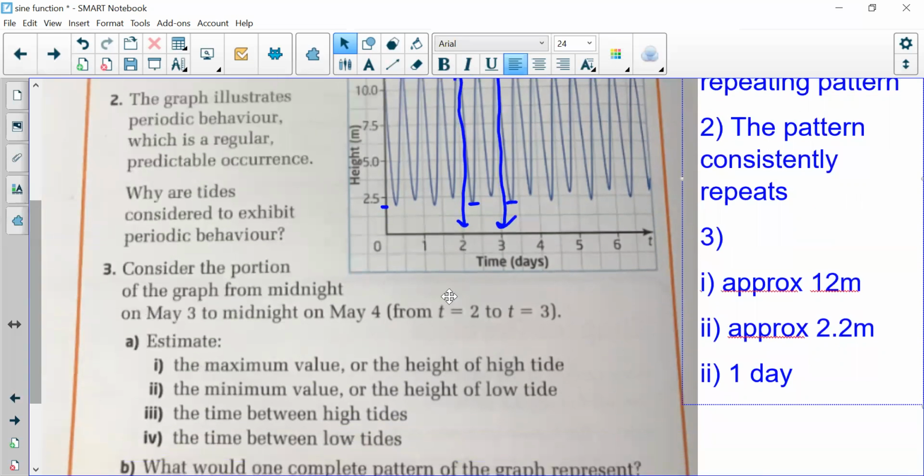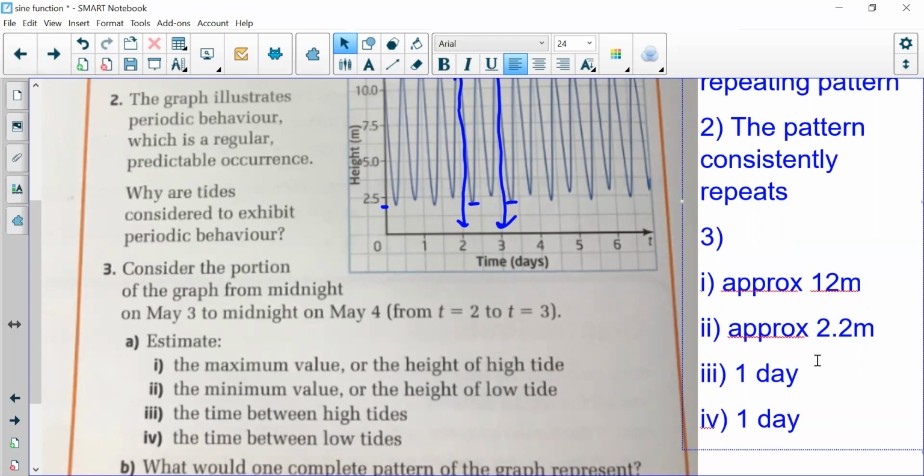Okay, the next one says, what's the time between the low tides? A day again. And if you look at those 2 bottom lines that I drew there, it's just slightly past 2 and just slightly past 3. So it's about a day in between those.